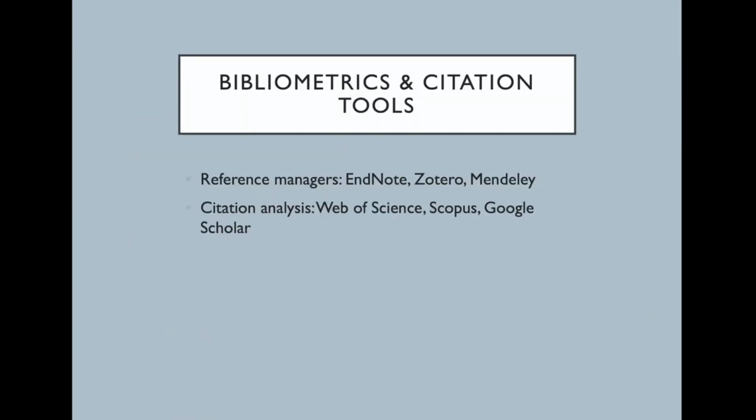All right. Some important tools while writing your manuscript are citation tools. Some software that do this are EndNote, Zotero, and Mendeley. We'll take a look at why these are important.